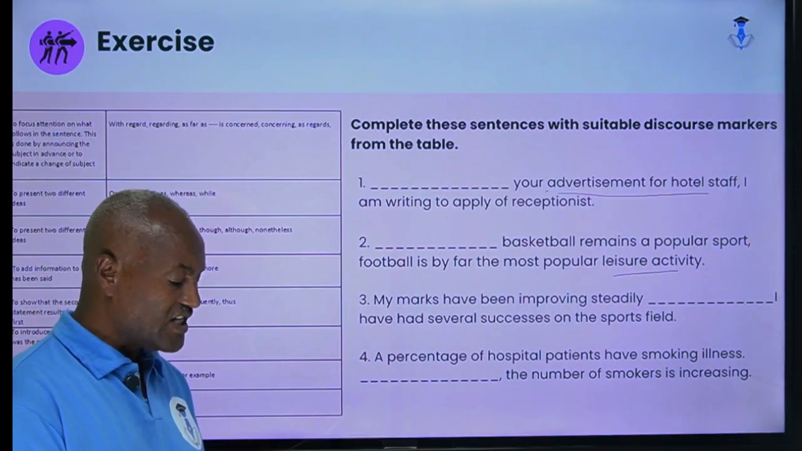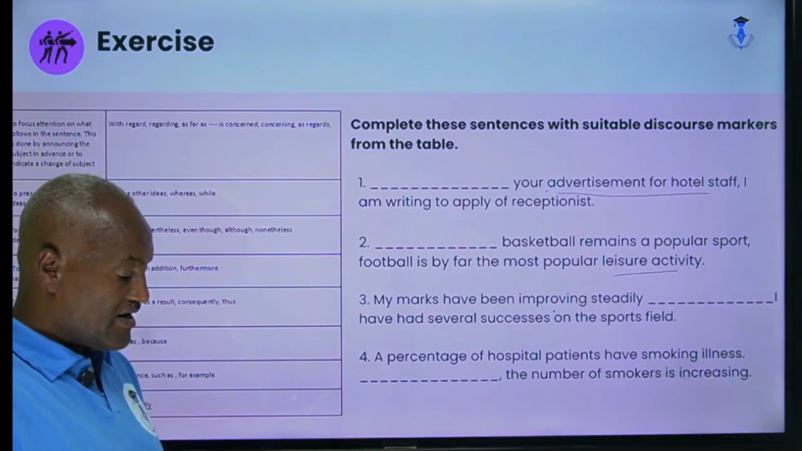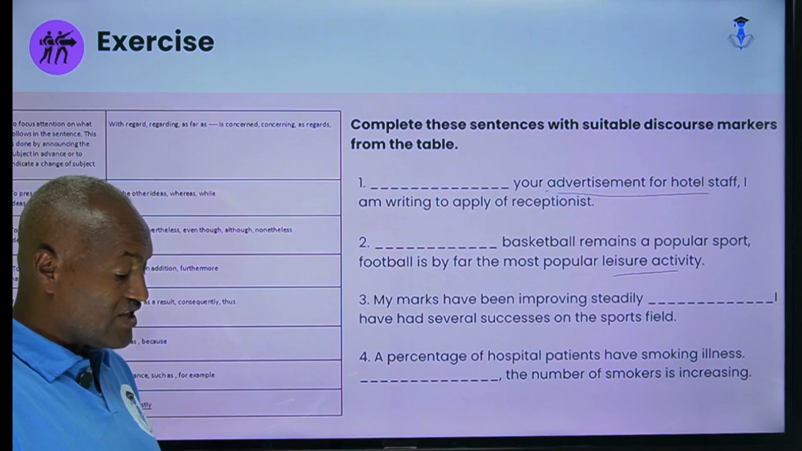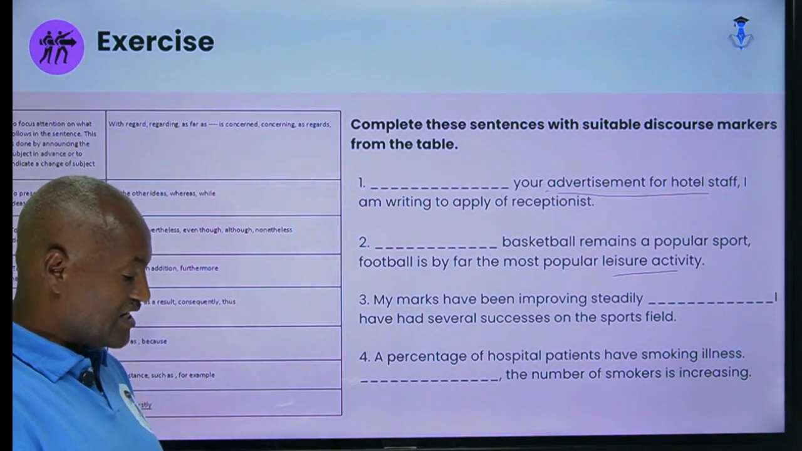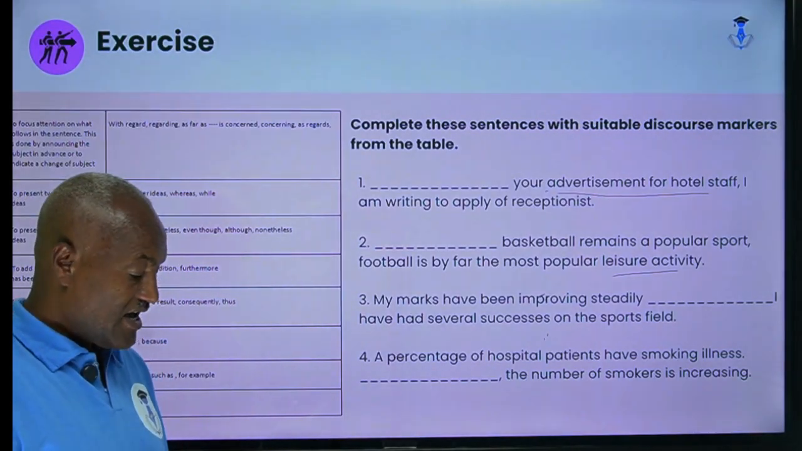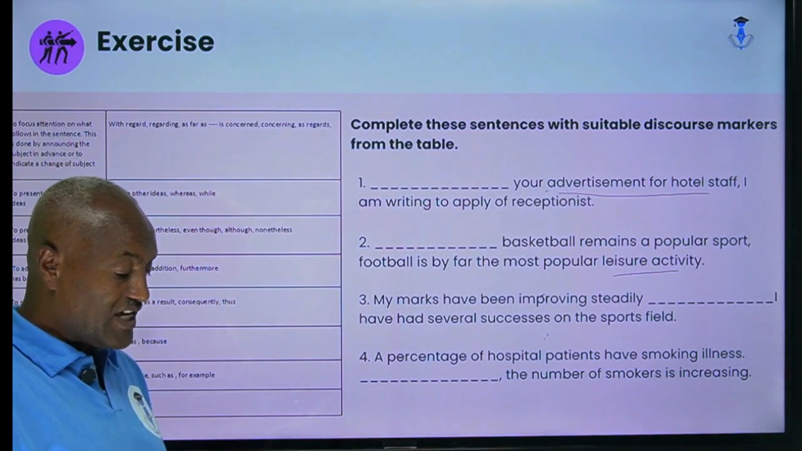That means, yes. And then again, this one is contrasting. So from the contrasting, you can take one. That means, yes. My marks have been improving steadily. I have had several successes on the sport field. And then here additional, that means in addition, or else this is additional. When you see, you have to evaluate the two sentences. A percentage of hospital patients has smoking illness, but the number of smokers is increasing.